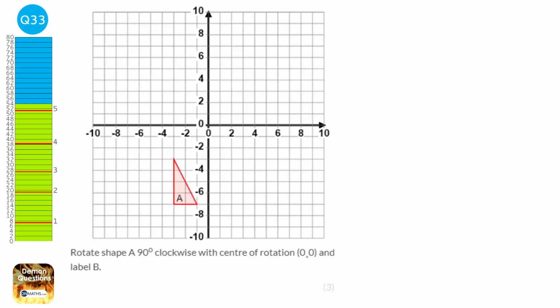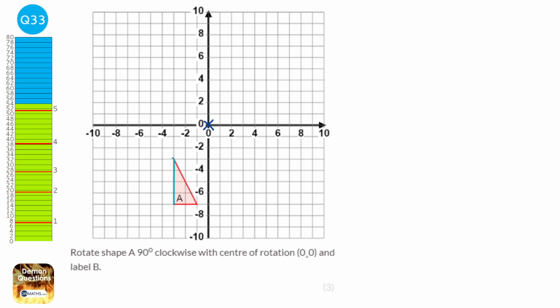So we're asked to rotate the triangle A 90 degrees clockwise, and the centre of rotation is at 0, 0. So first of all we're going to show where the centre of rotation is, which is at our origin. And what you do is you get tracing paper, trace out the triangle, and rest your pen or pencil at 0, 0. So I'm just going to draw it out.